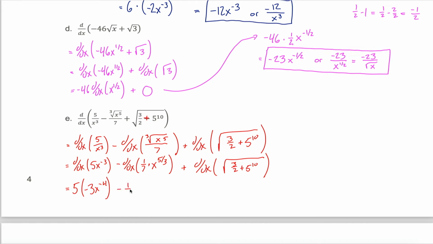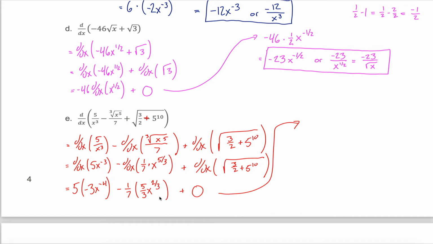What about this term? I got minus 1/7 times the derivative of x to the 5/3 power. The derivative of x to the 5/3 power, you take the old exponent, 5/3, and you bring it out in front, and then you subtract 1 to figure out the new exponent. 5/3 minus 1 is the same as 5/3 minus 3/3, which is 2/3. And then the derivative of this huge mess, again, it's like a trick question. This looks really ugly, but you don't have to worry about it. It's just a constant. The derivative of a constant is just 0.